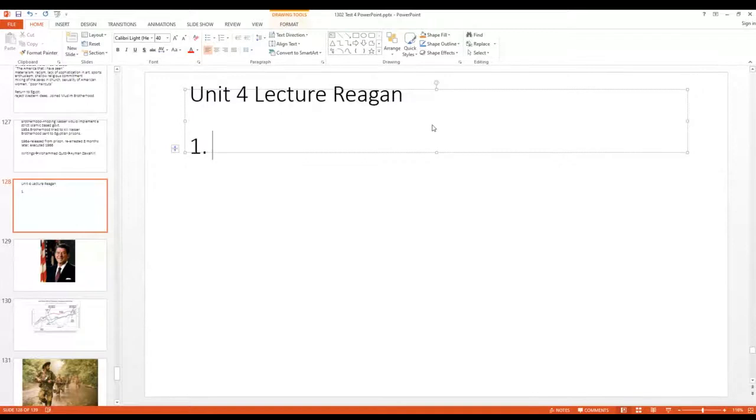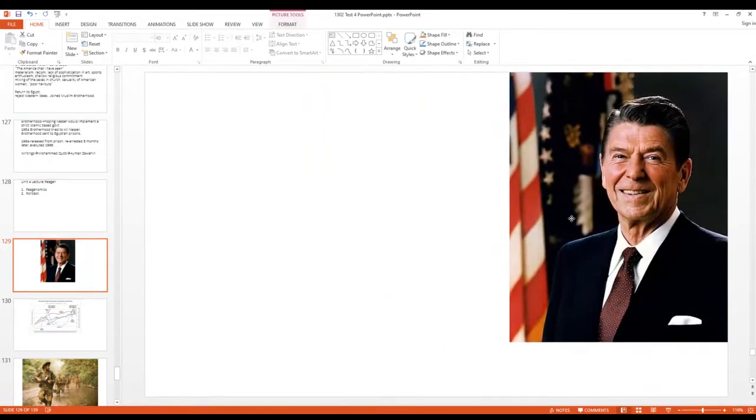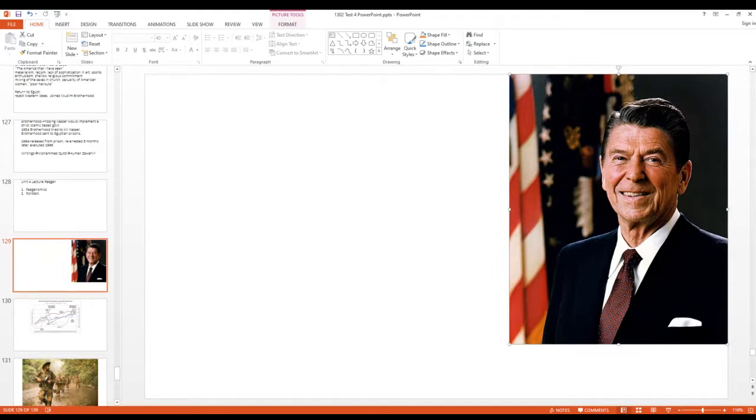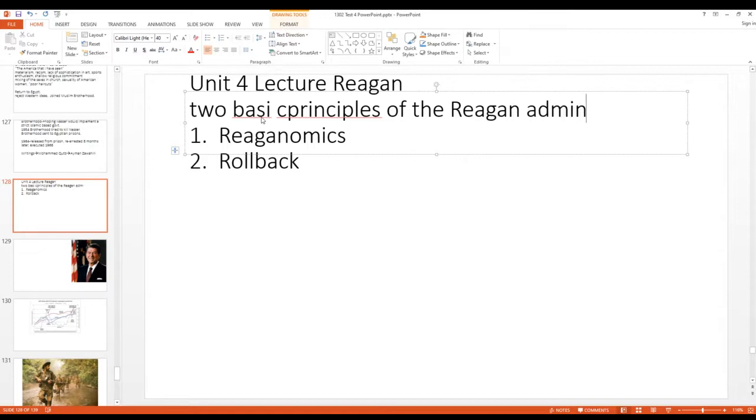Basically, the Reagan material falls under two general headings. Reaganomics, which will look at Reagan's economic policies and the way those affected the United States. And then rollback, Reagan's foreign policy. Everything that happens during Reagan's foreign policy all eventually leads back to rollback. So let's get started here. The two basic principles of the Reagan administration, Reaganomics and rollback.